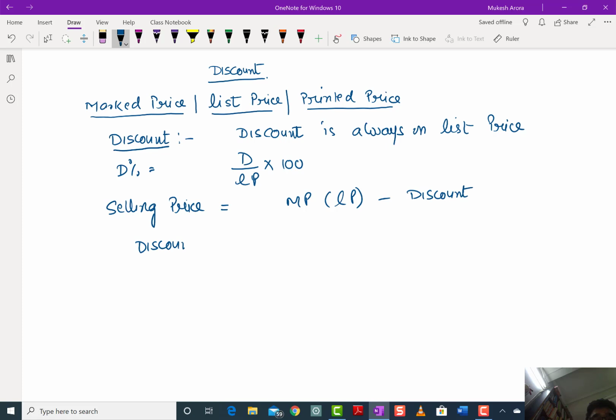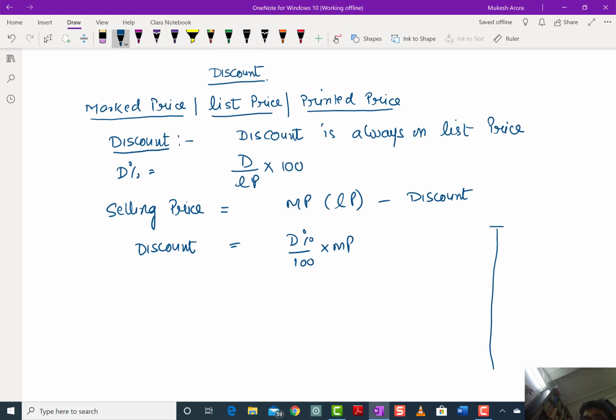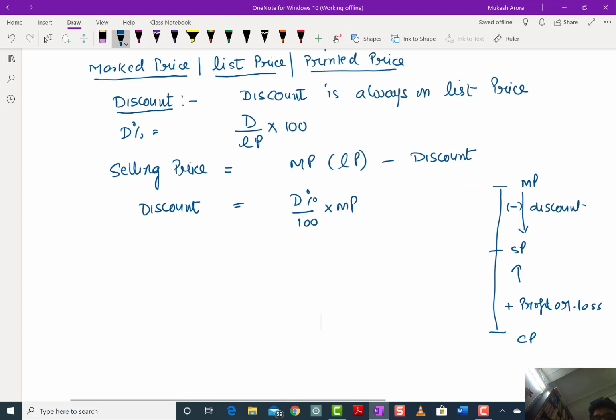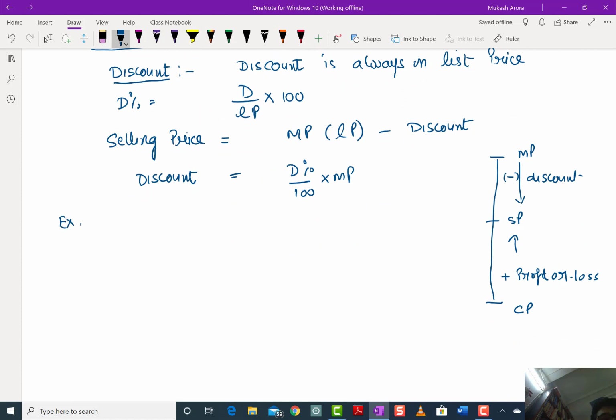And discount is equal to discount percentage upon 100 into mark price. The better way to understand is that this is a line where this is a mark price, we minus discount, then it becomes selling price, or we have CP, we add profit or subtract loss, then we come to here. From both we have to come here. Either we have to assume mark price or we have to assume cost price. You have to understand it very carefully.